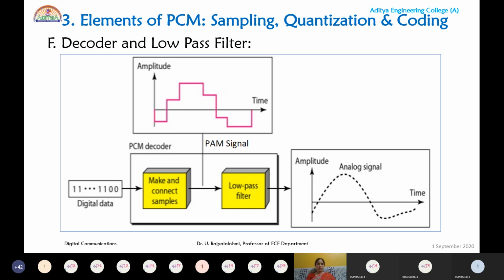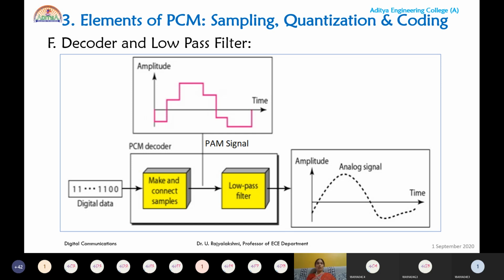That's why if you observe the PAM signal, you can see flat tops, and these flat tops are according to the digital data. Finally, the decoder makes the analog voltages and connects all the samples to generate a PAM signal. So the decoder converts the binary sequence into a PAM signal. That PAM signal is applied to the reconstruction filter to generate the message signal.